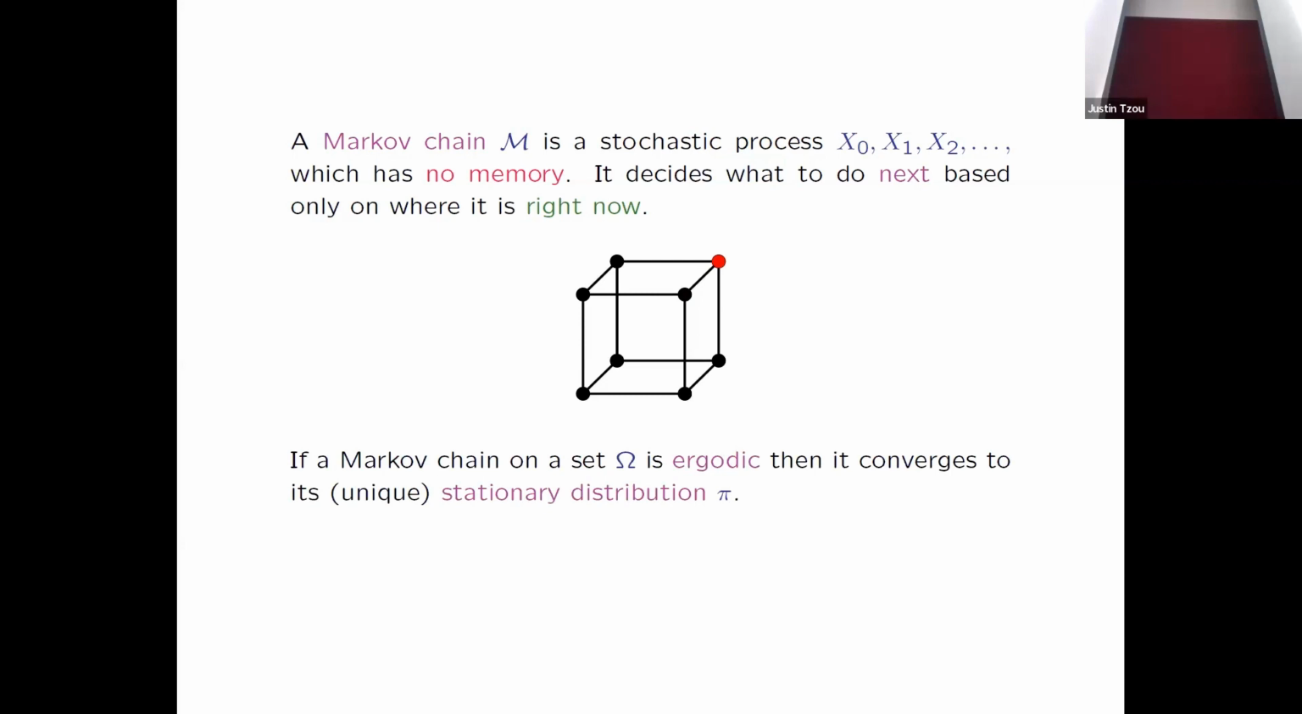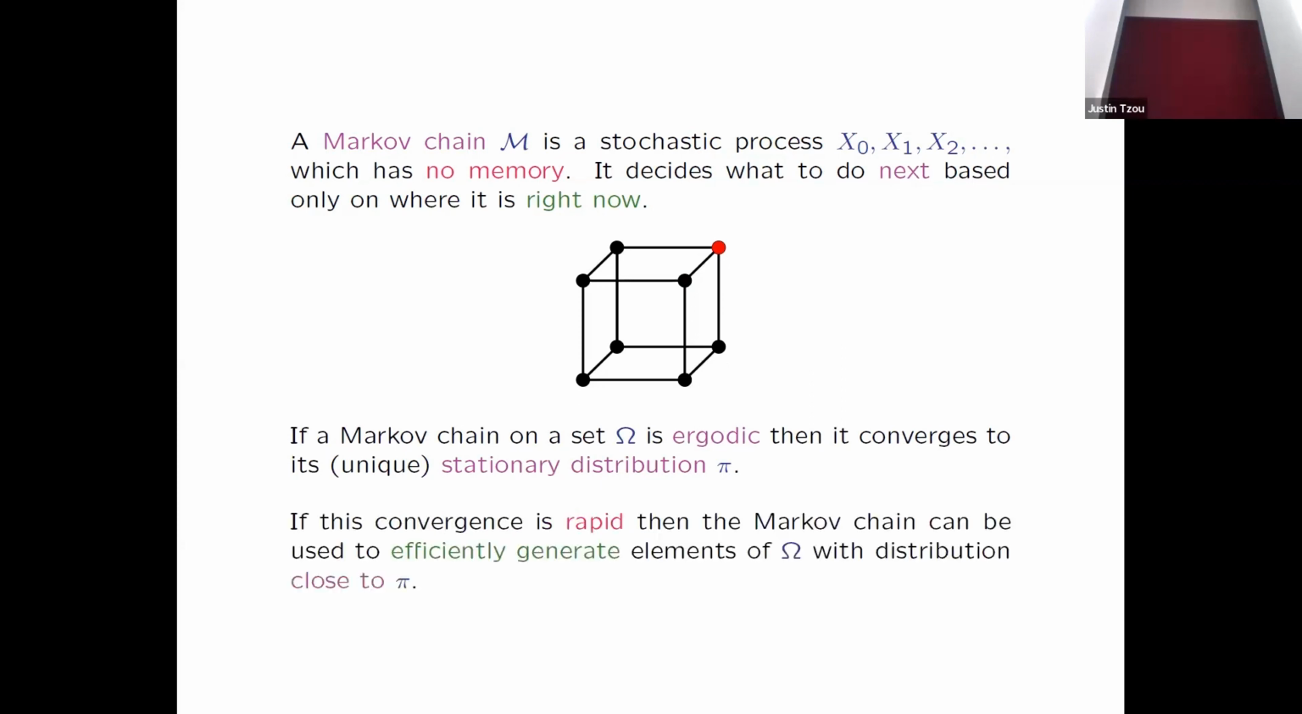And a nice Markov chain, an ergodic one, which I will tell you a bit more about what ergodic means soon. If it's ergodic, then it has a unique stationary distribution and it converges to this stationary distribution, which means if the state is distributed according to pi, then it stays distributed according to pi forevermore. And if it converges quickly enough, then you can use this Markov chain for sampling.